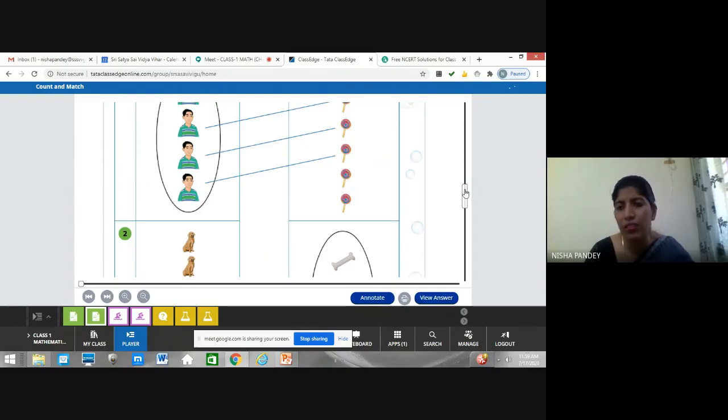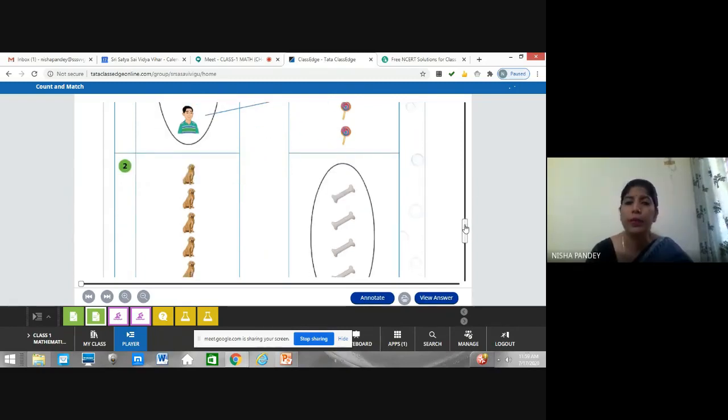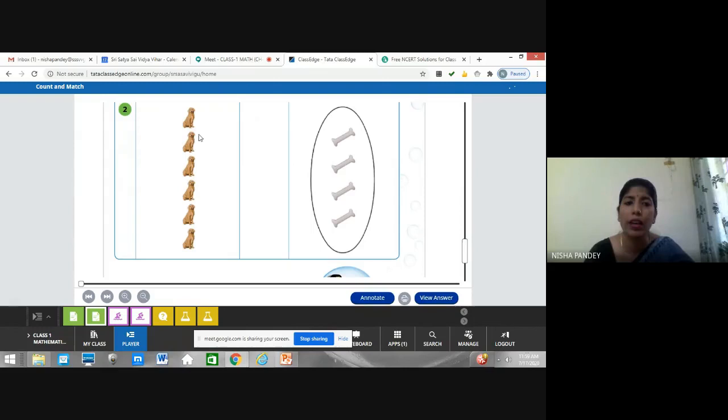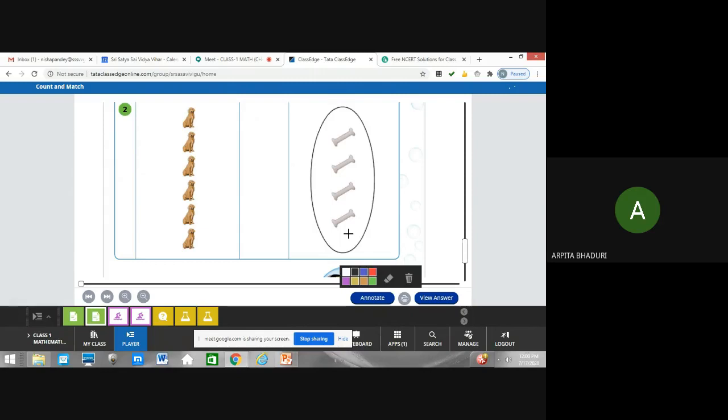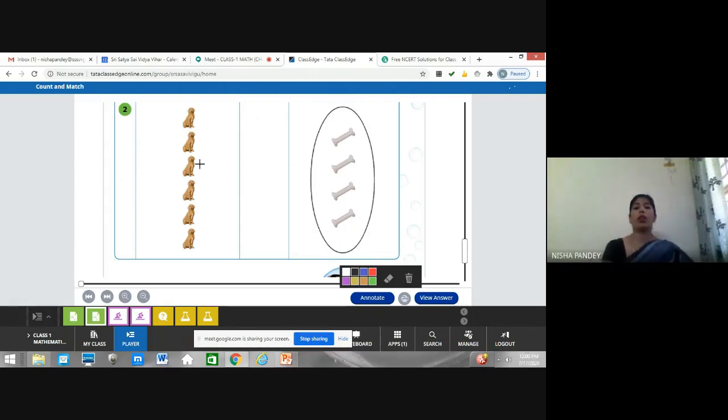So again it is very simple, you have to make a pair here, right? For example, I'm just going to show you. Suppose I've taken black color. Now how many dogs are here? One, two, three, four, five, six dogs are here. And bones, how many bones? One, two, three, 4. Four. Yes. So we have to pair one with another, right?